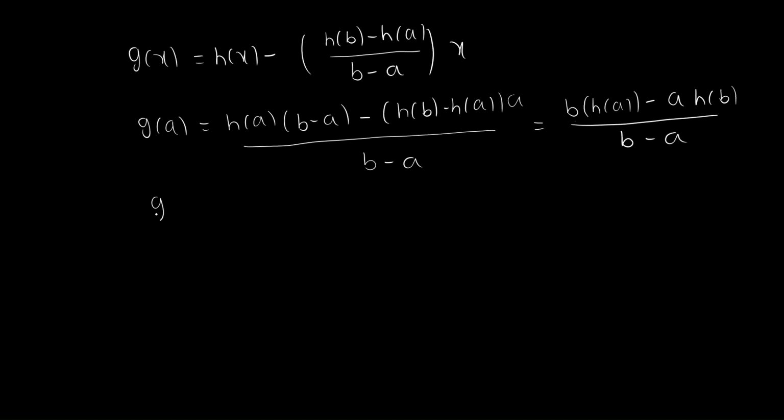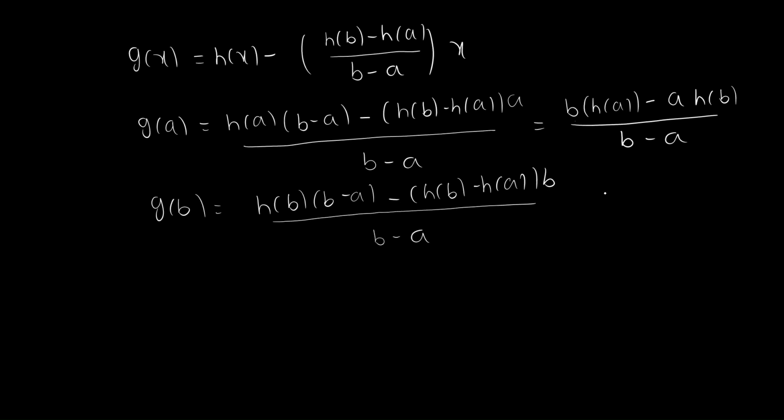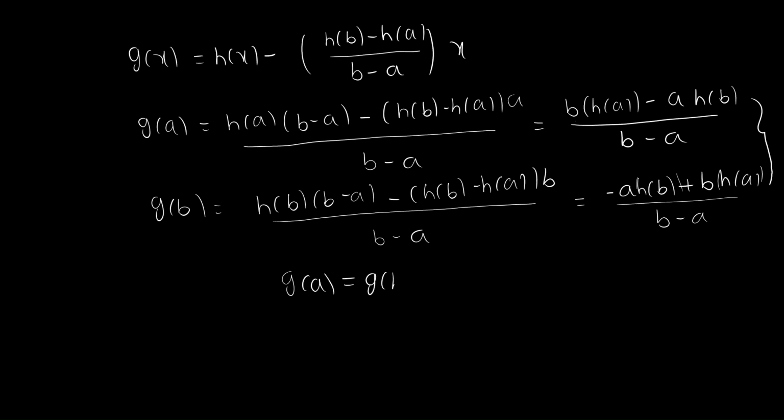Now if I plug in b in place of x, I get g(b) is equal to h(b) into (b minus a) minus (h(b) minus h(a)) into b divided by (b minus a). Now again on simplifying this, I will get (minus a times h(b) plus b times h(a)) divided by (b minus a). We can see that these both quantities are one and the same. This will imply that g(a) is equal to g(b).